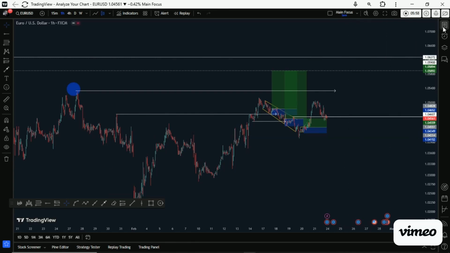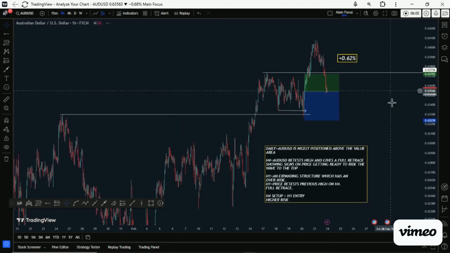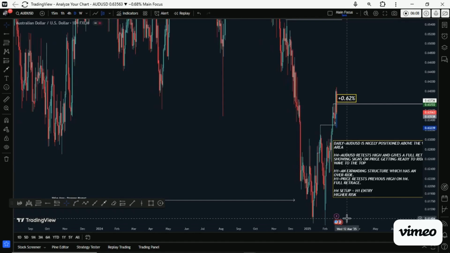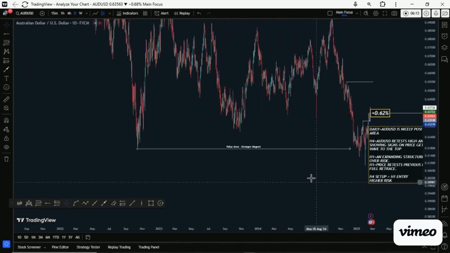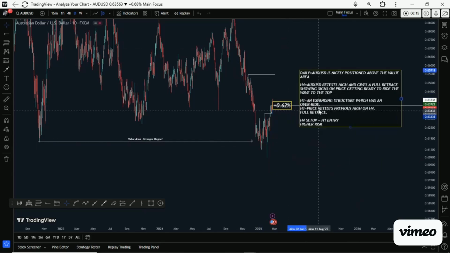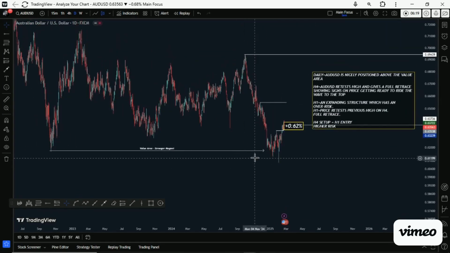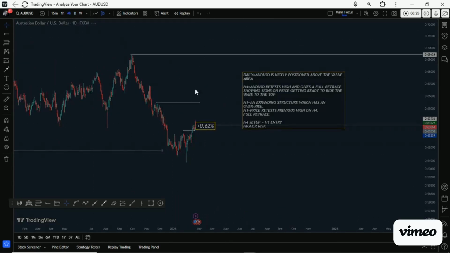Okay, let us get into the last trade, which was on AUD USD. Now this is a nice trade which I took, a high quality setup. So right now we are positioned in this current state. On AUD USD, price is positioned above this value area, and as we can see, it rejected the area twice. So we move on to H4.